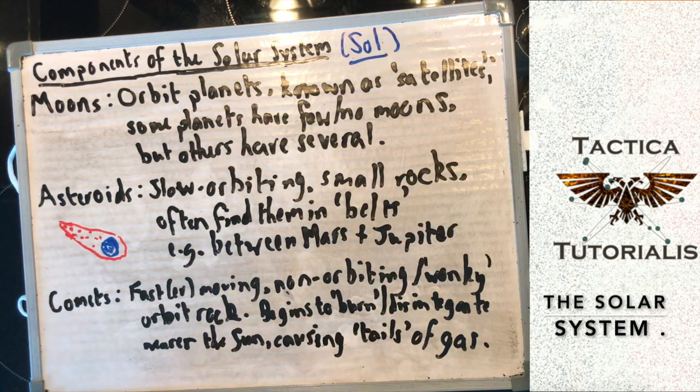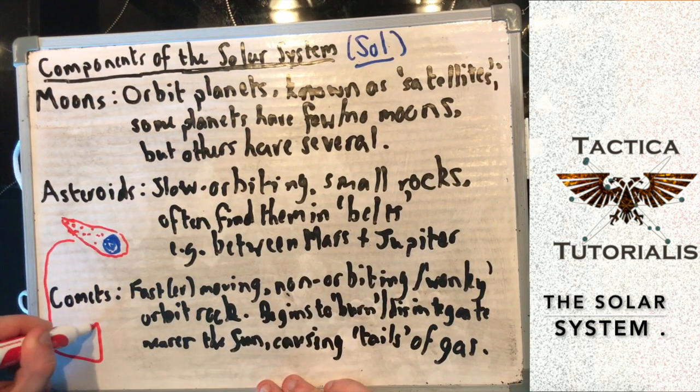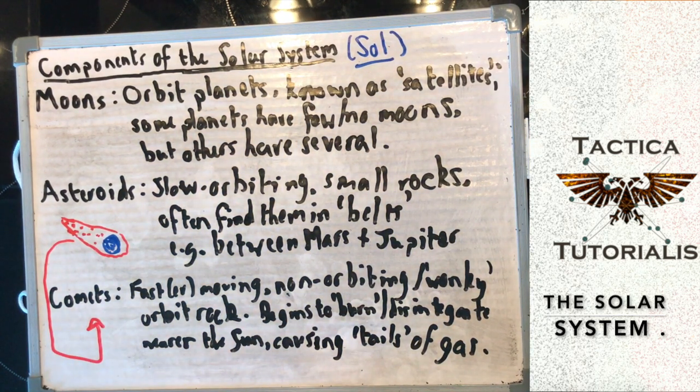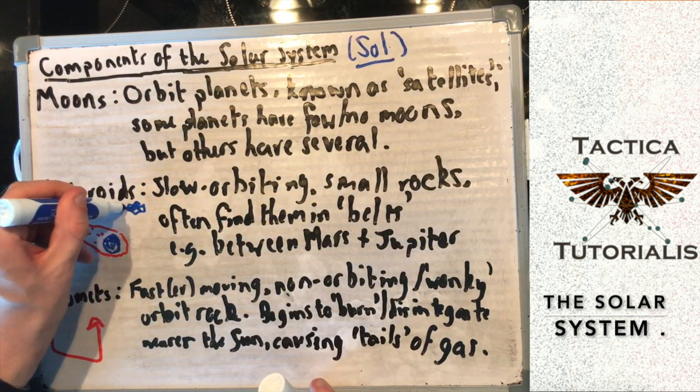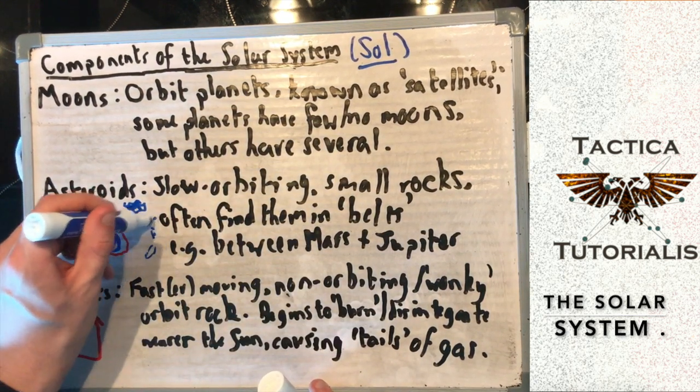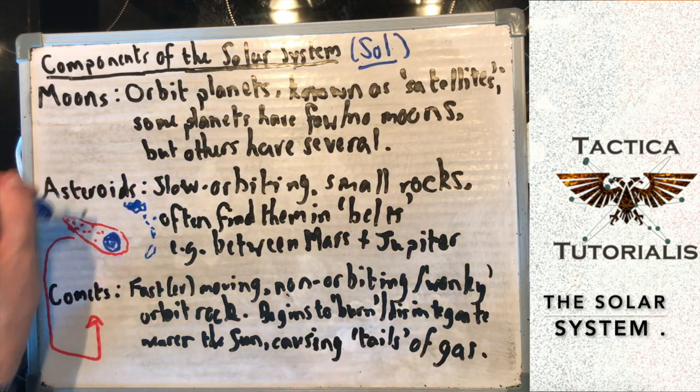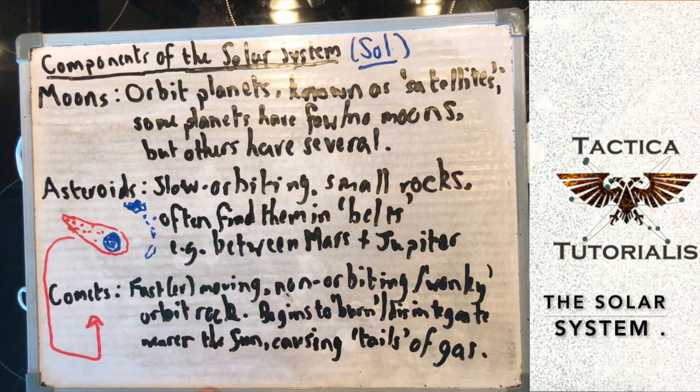In fact, I've drawn that in completely the wrong place, because that creates the idea that that's an asteroid. That's not an asteroid. An asteroid is a very boring rock that just sort of sits there and you get lots of them in belts. That's a comet. That's not an asteroid. I've drawn that in completely the wrong place. I apologize.